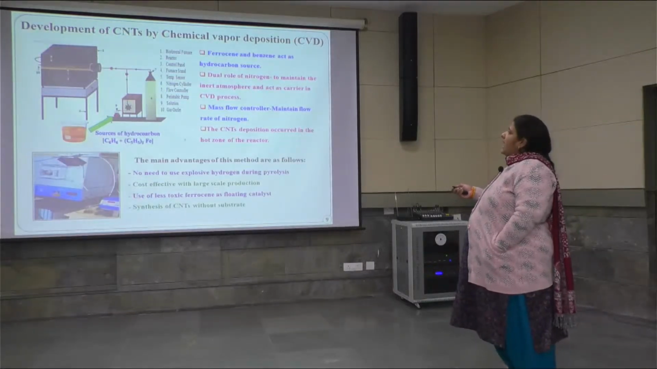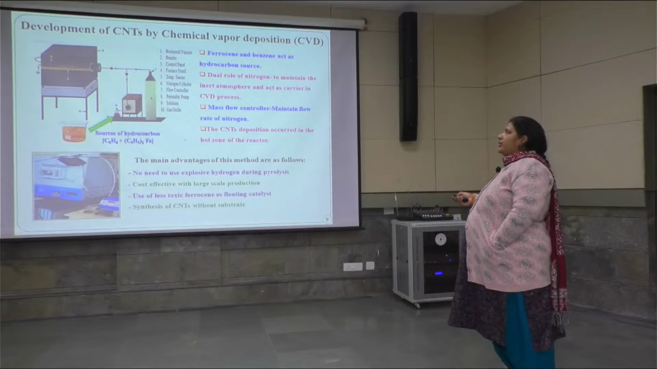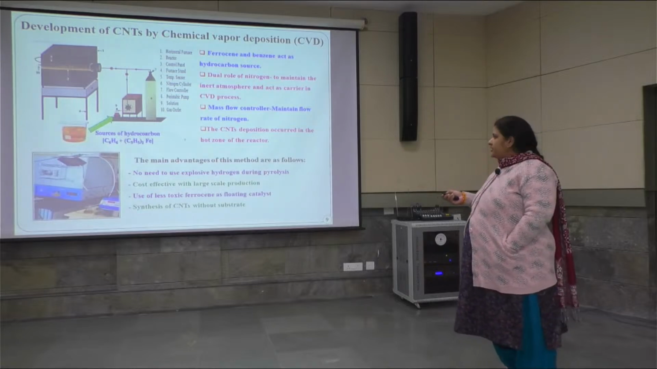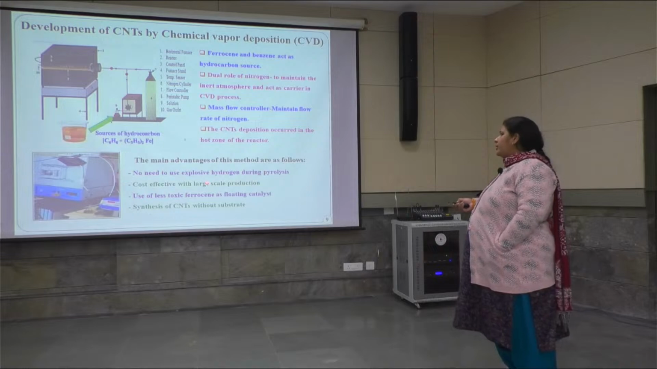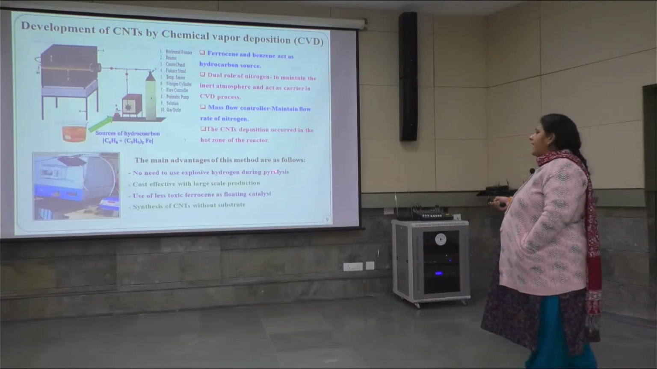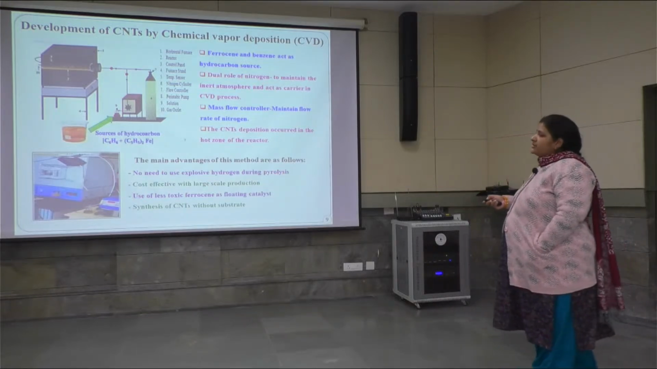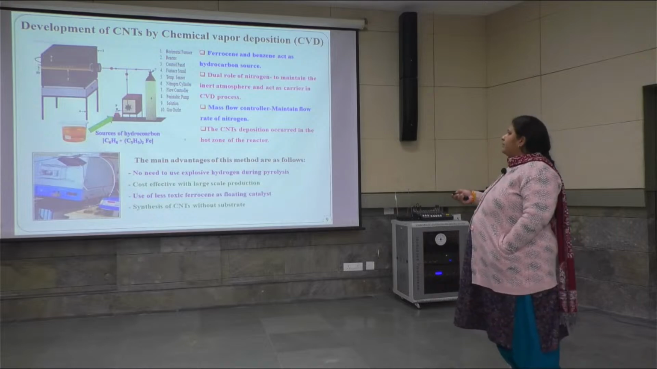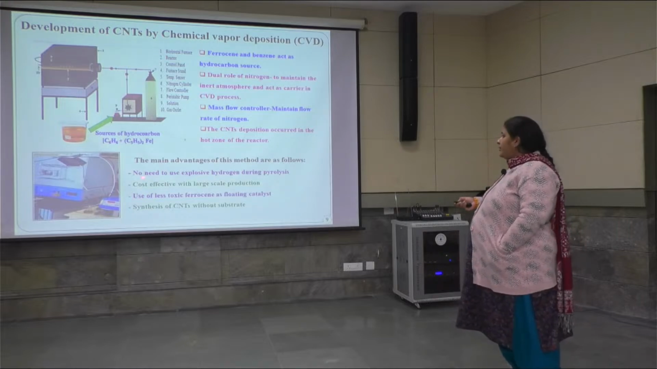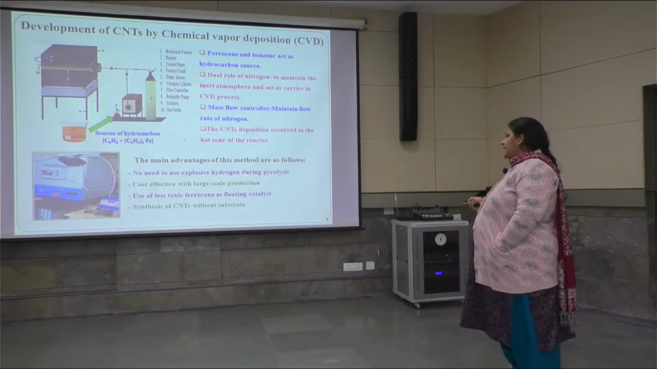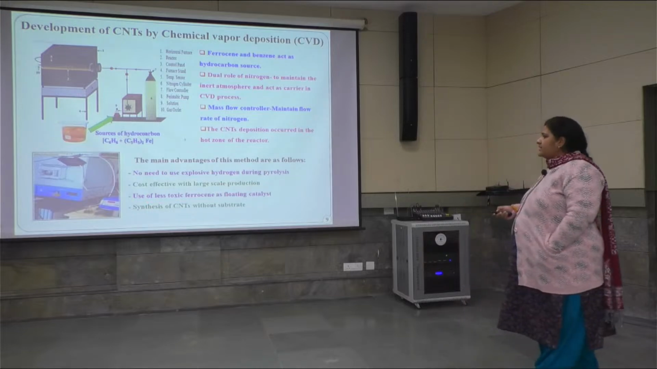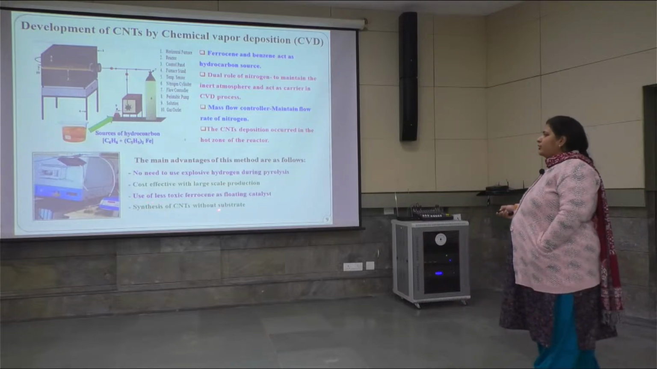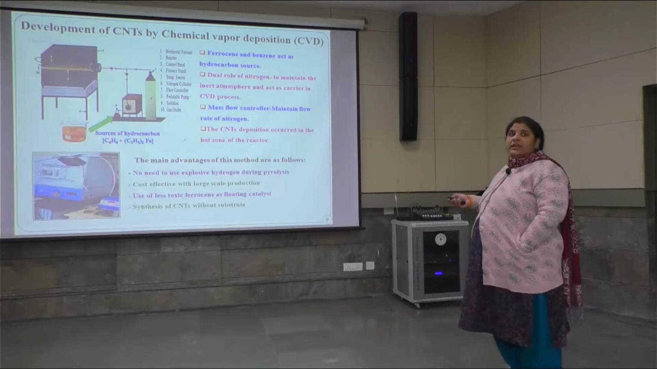This slide presents how I developed carbon nanotubes in the laboratory using chemical vapor deposition technology. The main advantages of this method are as follows: there is no need to use explosive hydrogen during pyrolysis. I use nitrogen for making the carbon nanotubes. It is a cost-effective technology with large-scale production, using less toxic ferrocene as a floating catalyst, and the carbon nanotubes were synthesized without any substrate.